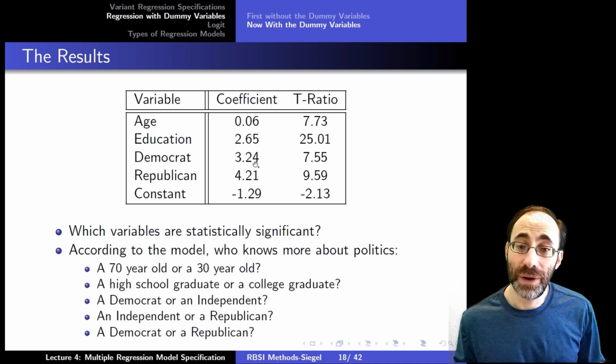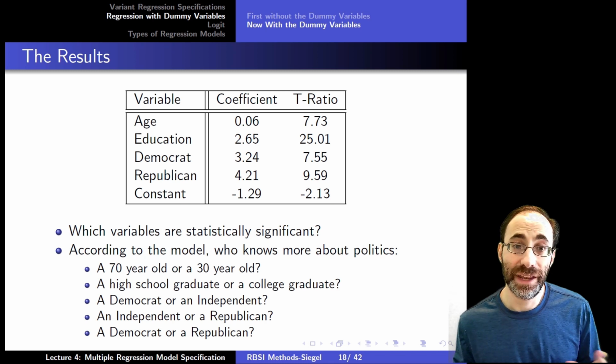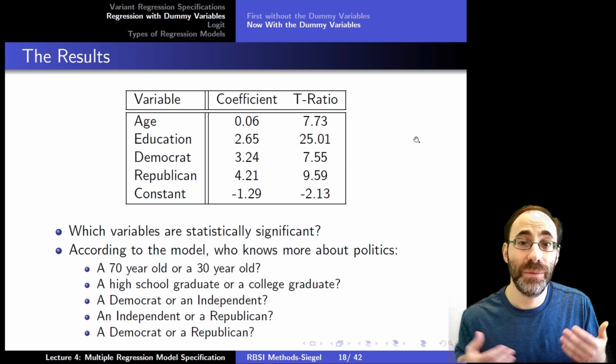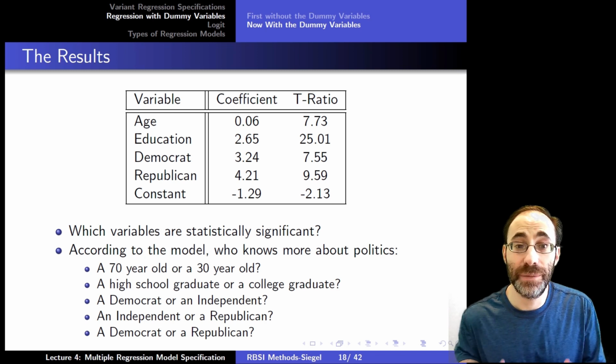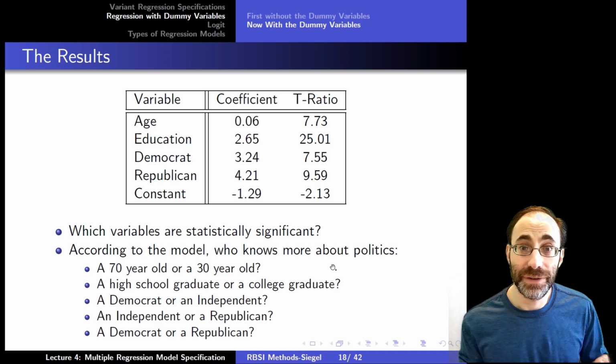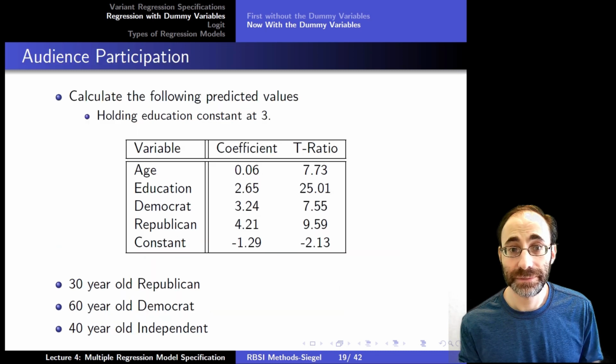The difference here is only about 1, and that might not be enough to get you significance given the size of the data set. I don't know. I didn't do that, but we don't know. The point is we do not know from this table, from these results, how to compare a Democrat to a Republican in terms of political knowledge. You can only ever compare to the reference category.